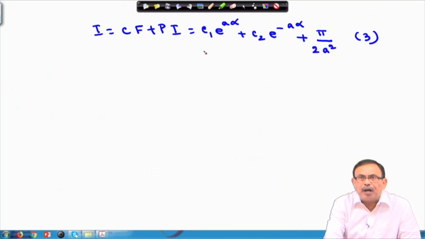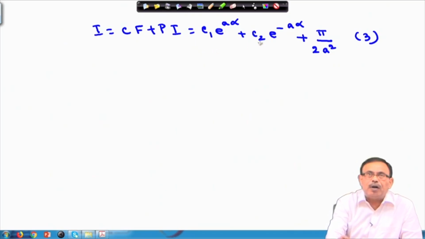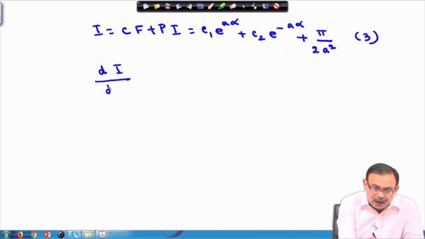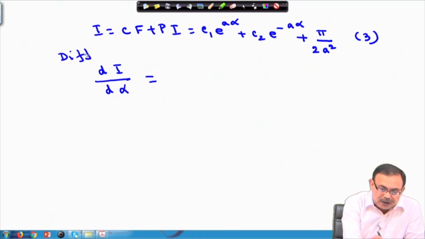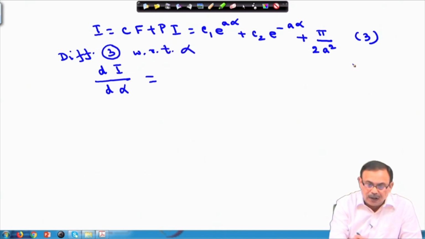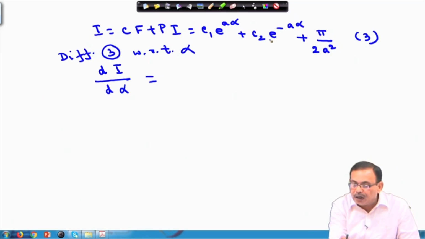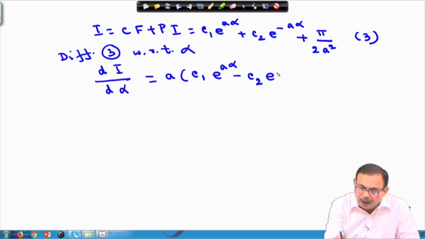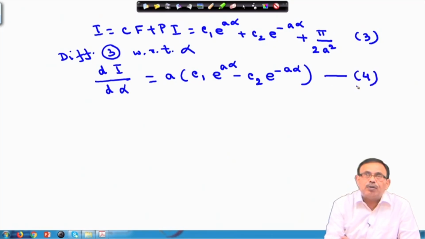So, now I have to do some mechanism by which I can find out the values of C1 and C2. What is your dI/dα? This I have given as number 3. I can differentiate 3 with respect to alpha. If I differentiate 3 with respect to alpha, dI/dα I will obtain, a will come over here, and this term will be vanishing. So, if I take a common, C1 e^(aα) minus C2 e^(−aα), and this a is coming on both sides, this one becoming minus. So, this is your equation 4.